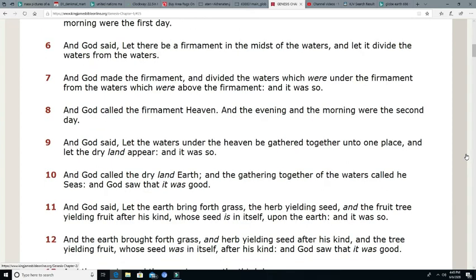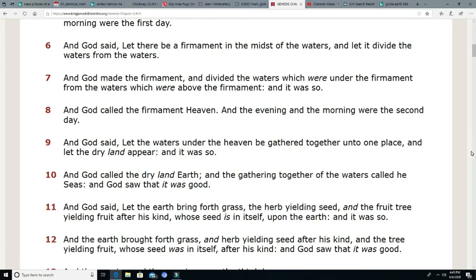And God said, let the waters under the heaven be gathered together unto one place. So the waters up under the heaven are gathered together. This is not a globe. Okay? And let the dry land appear. So the dry land appears out of the water. Okay? This is what you call a level plane existence. And God called the dry land earth, and the gathering together of the waters called he seas. And God saw that it was good.